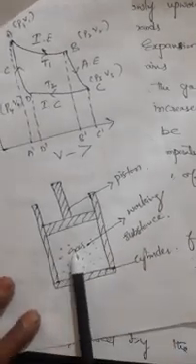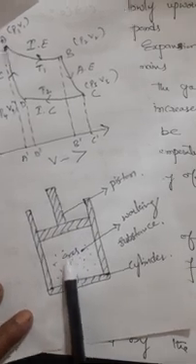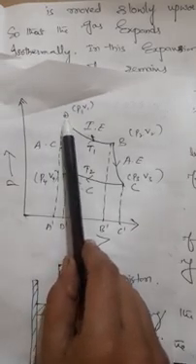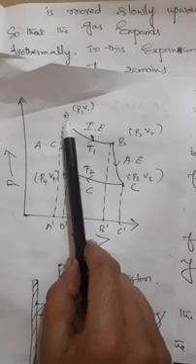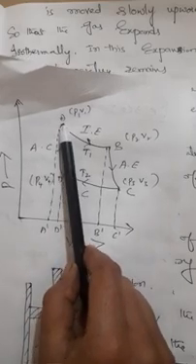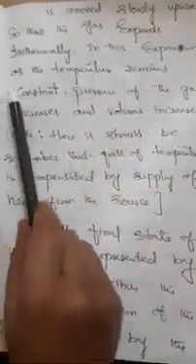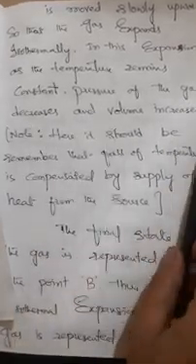Here we consider 1 gram mole of an ideal gas enclosed in a cylinder piston arrangement, represented by position A in the indicator diagram, where the pressure is P1, volume is V1, and temperature is T1. This gas expands slowly and isothermally, meaning the temperature remains constant. In this expansion, as the temperature remains constant, the pressure of the gas decreases and the volume increases.